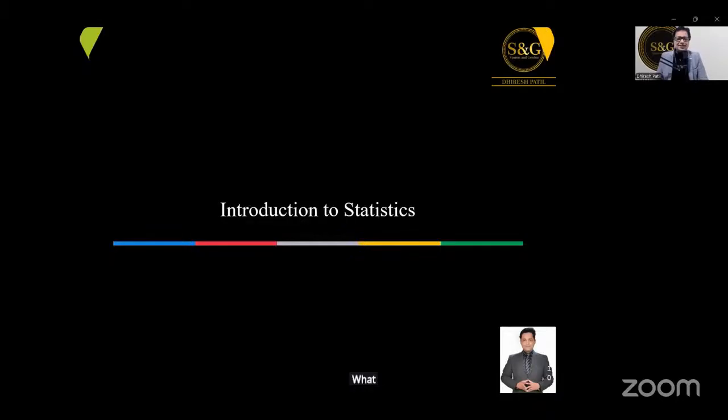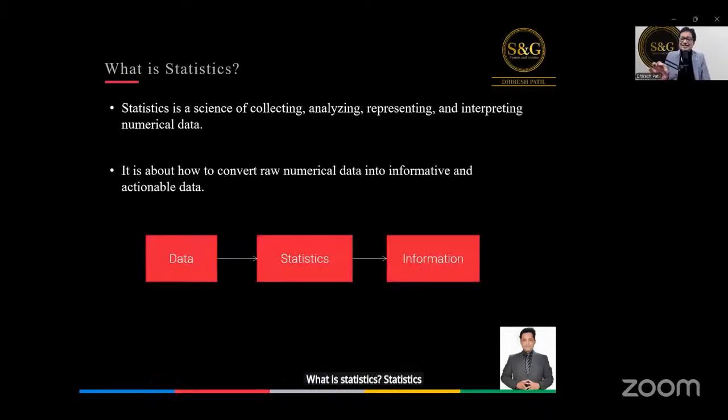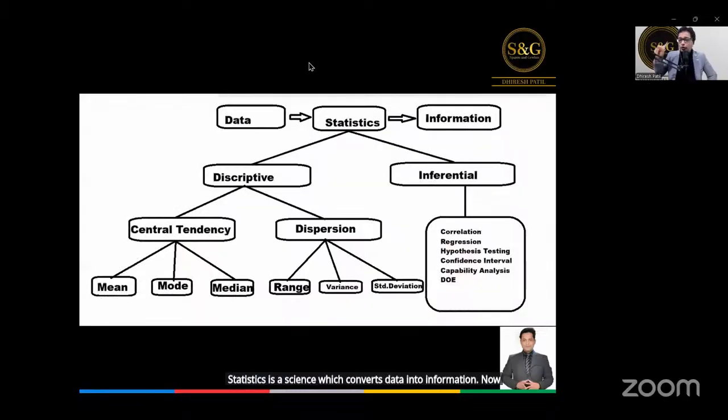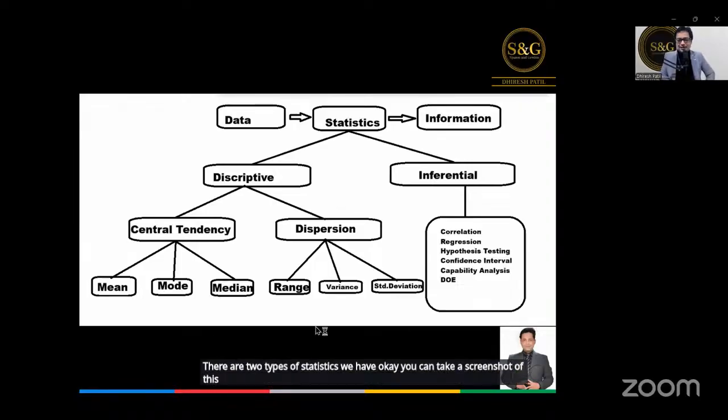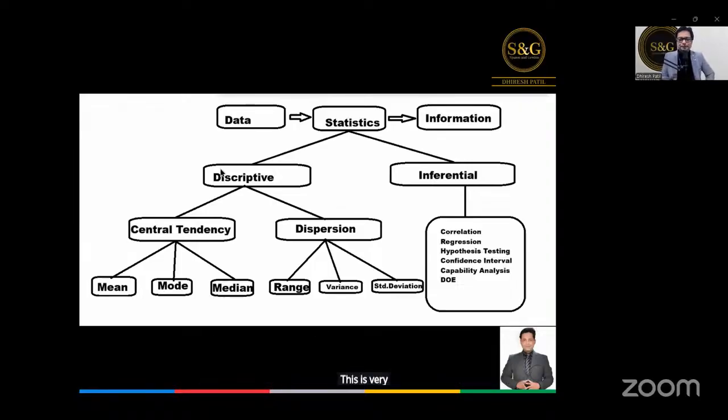What is statistics? Statistics is a science which converts data into information. Very simple definition I have made. Okay. Now, there are two types of statistics we have. You can take a screenshot of this. This is very simply depicted.